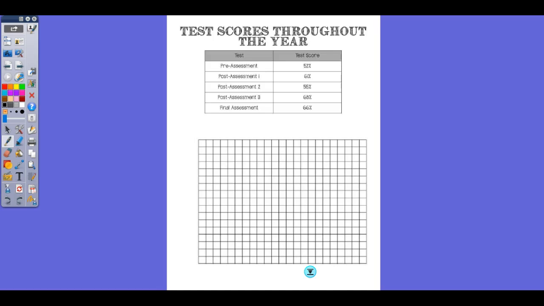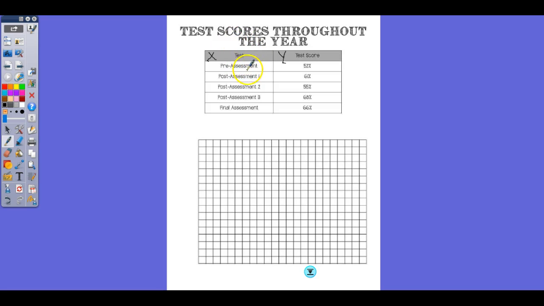Okay, the next graph we're going to do together is test scores throughout the year. So again, you need to identify the independent variable, and that's the thing that's not measured. So this is the independent variable, which goes on the x-axis, and this is the dependent variable, which goes on the y-axis. You'll notice as well in math, when you get an XY table, they're always in this order.